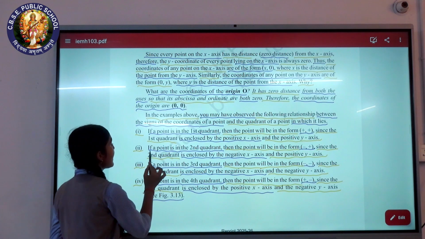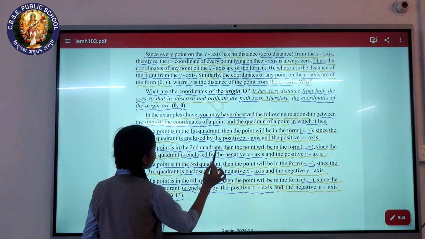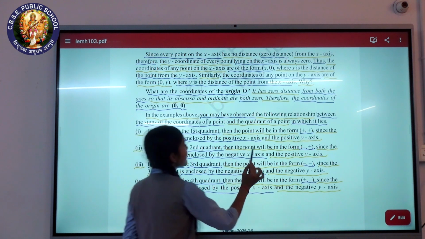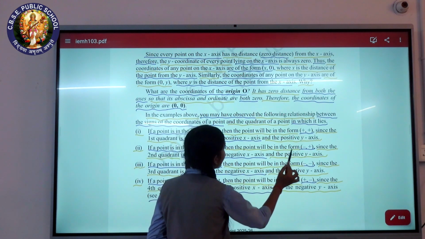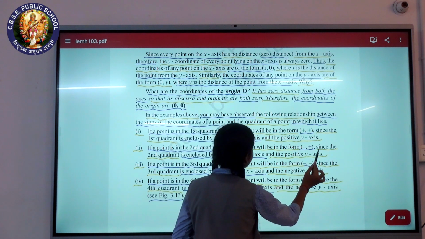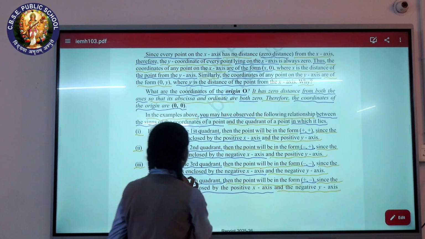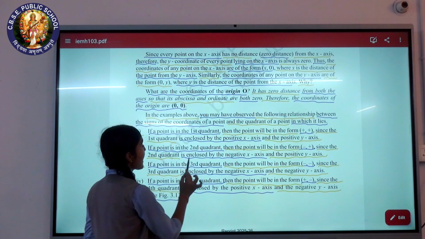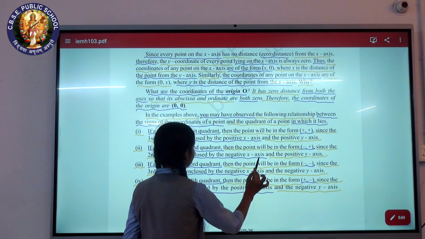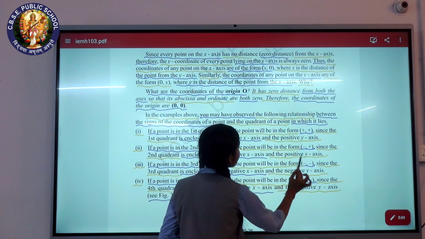Second, if a point is in the second quadrant, then the point will be in the form (-, +), since the second quadrant is enclosed by the negative x-axis and the positive y-axis.